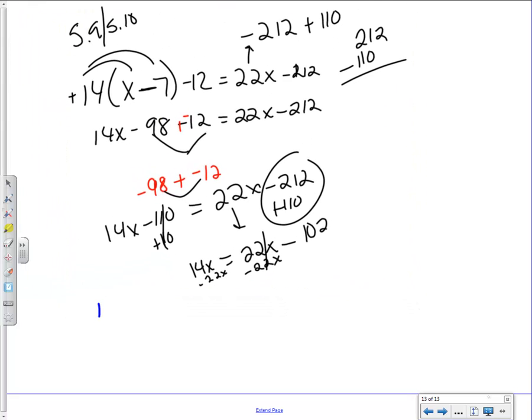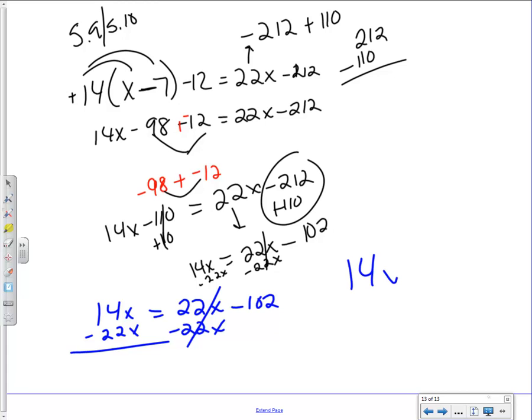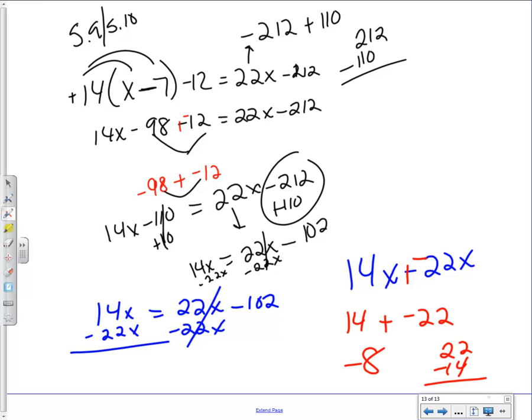So here's the problem I have. I have 14x, the minus the 22x is what I just brought over. Okay, so when I put these two together, this is what I'm looking at. I have 14x minus 22x. I'm going to change it to addition, change the sign of the one that follows. So now I have 14 plus a negative 22. Signs are different. Subtract and take the sign of the bigger number. The bigger number was negative 22. And so I subtract 22 and 14, and it looks like I get a negative 8.